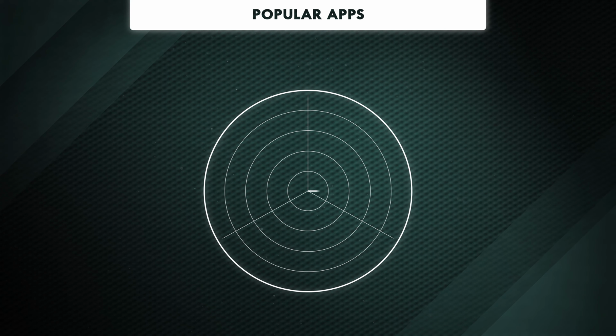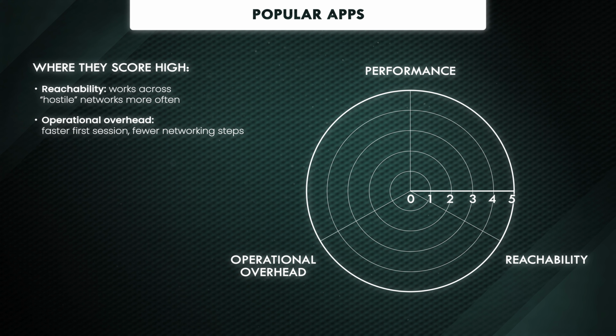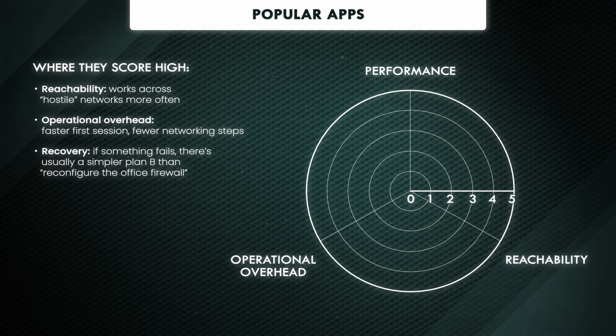Where they score high, reachability. It works across hostile networks more often. Operational overhead. Faster first session and fewer networking steps. Recovery. If something fails, there's usually a simpler plan B than reconfigure the Office firewall.